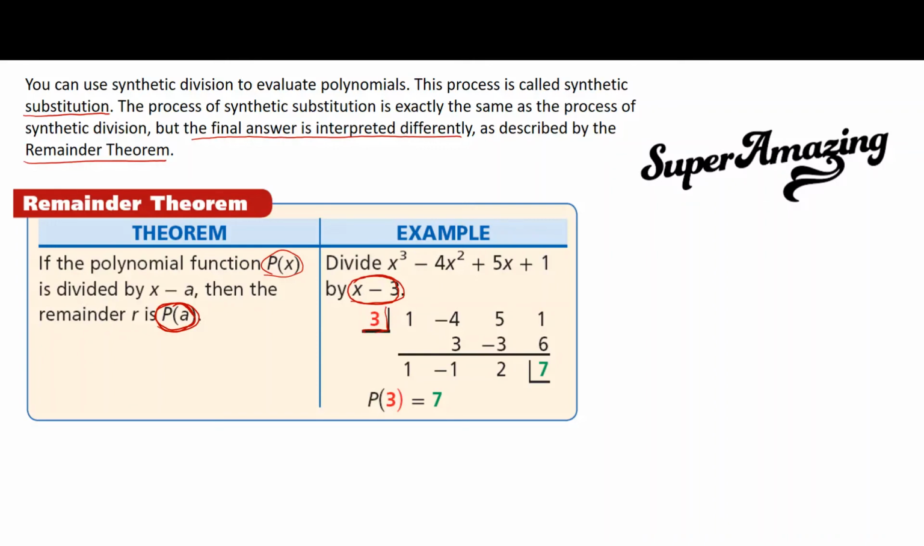All right, so then when you do your synthetic division, we put our 1, negative 4, here's our 5, here's our 1. Bring our 1 straight down. 3 times 1 is 3. Negative 4 plus 3 is negative 1. 3 times negative 1 is negative 3. 5 plus negative 3 is 2. 3 times 2 is 6. 1 plus 6 is 7. So here's our remainder, 7.